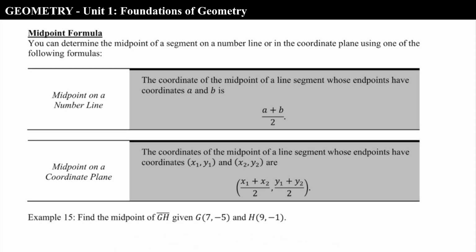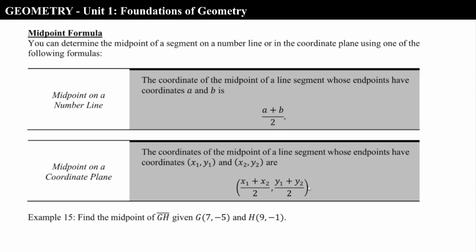Now let's move on to the midpoint formula. So if using the figures is not really your thing, the midpoint formula may be more your thing, because this is more of a plug and play sort of a situation. Okay, you can determine the midpoint of a segment on a number line or in the coordinate plane using one of the following formulas. So for a number line, it's just as simple as taking the two endpoint values, adding them together, and dividing by 2. Which makes sense. We're finding the average of those two numbers. The average is the number that's in the middle of those two numbers, so that would give you your midpoint.